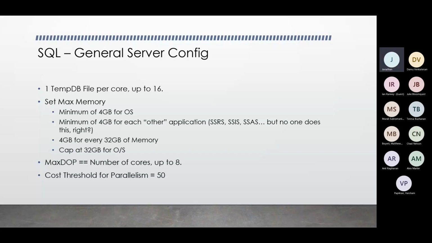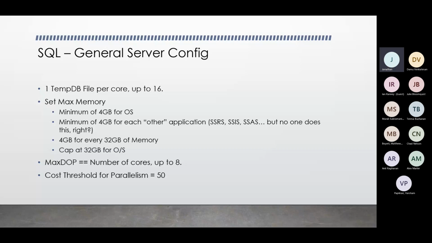Maximum degrees of parallelism, the number of cores up to 8. After that, unless you're running analysis services, letting a single query burn more than 8 cores, it spends more time coordinating that effort than actually doing any work. So just minimize that.